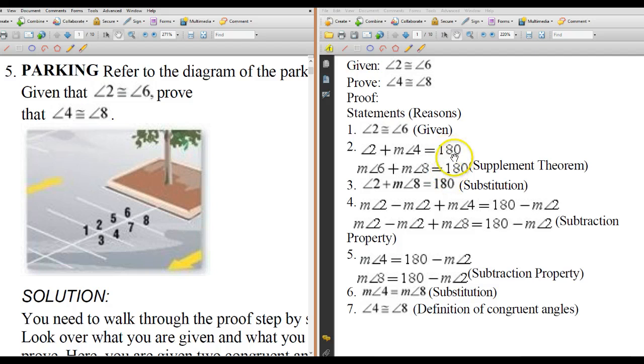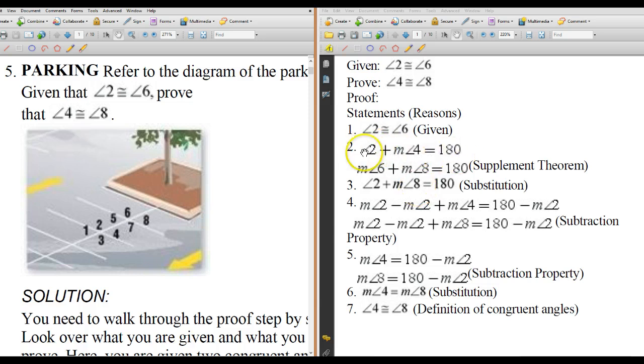Now from here, we want to do some substitution. So we're going to take this second equation in step 2, and we're going to take the measure of angle 6 out and put the measure of angle 2 in its place, because in step number 1 it says that 2 and 6 are congruent, so we're allowed to do that. So now this statement, instead of 6 plus 8, reads 2 plus 8 equals 180. Now from here I have two equations that I can subtract the measure of angle 2 from to get an expression for the measure of angle 4 and the measure of angle 8.